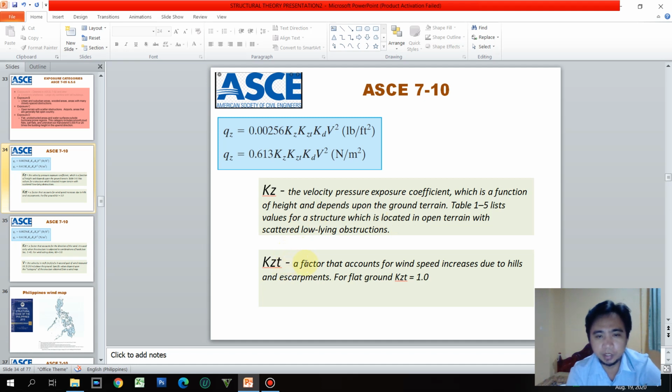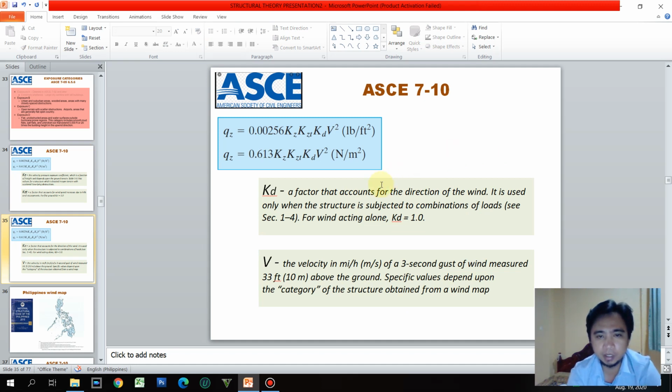Then we have also Kzt, a factor that accounts for wind speed increases due to hills and escarpments. For a flat ground, Kzt is 1.0. Whenever there is flat ground, of course, there is less obstruction to block the entry of the wind into your structure. That is why for flat ground, Kzt is set to 1, because there is no other obstruction to block the entry of wind directly into your structure.